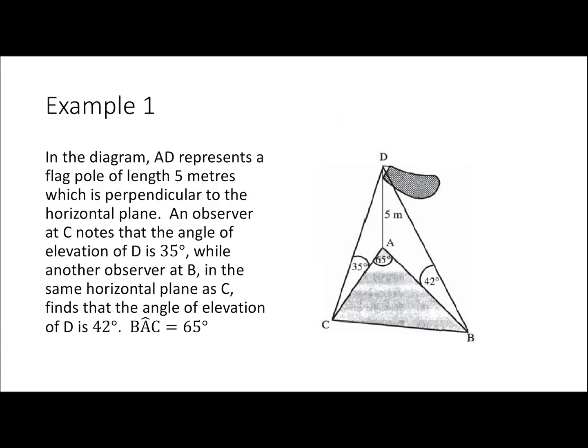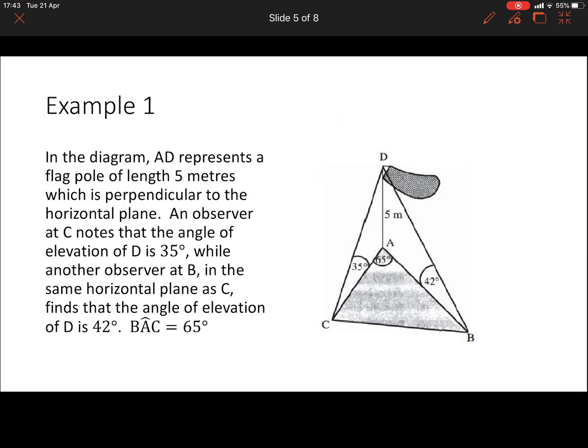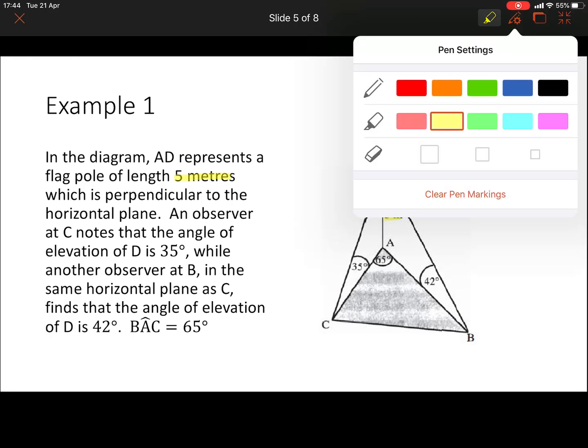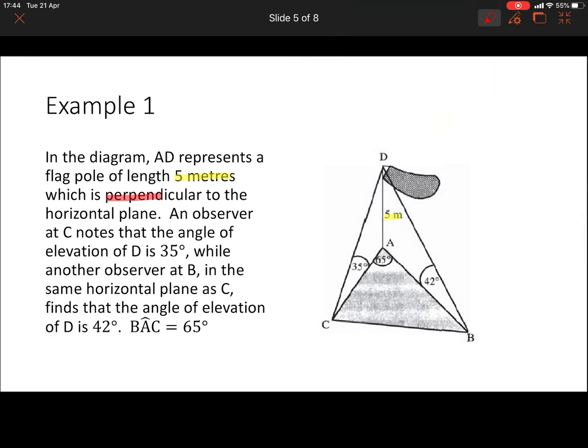Example 1. In the diagram, AD represents a flagpole of length 5 meters. Now, whenever you do a question, make sure you read what I call the blurb or the story. Have a look at it and make sure all the information is there. So they told us that AD is 5 meters, and yes, that is there on my diagram. They then tell me it is perpendicular to the horizontal plane. So let's make sure we don't forget that, and I'm going to put that in 90 degrees.